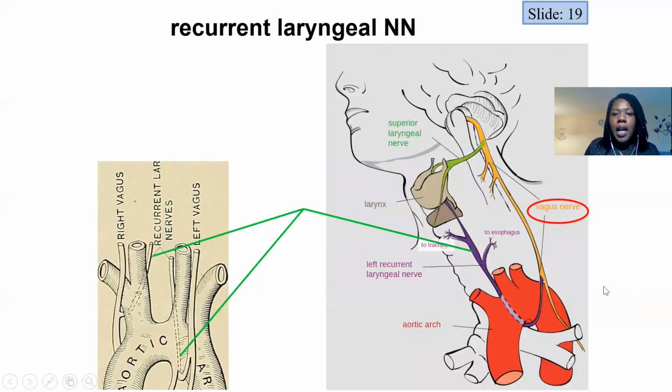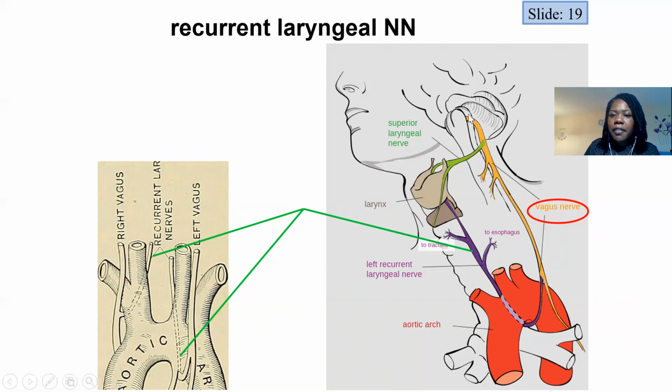All right, we're going to talk about the recurrent laryngeal nerve. This is a branch of the vagus nerve, and it's a really important structure that comes in contact with the heart and the cardiovascular structures, and the main vessels to be specific. So wrapping around the arch of aorta is the left recurrent laryngeal nerve.